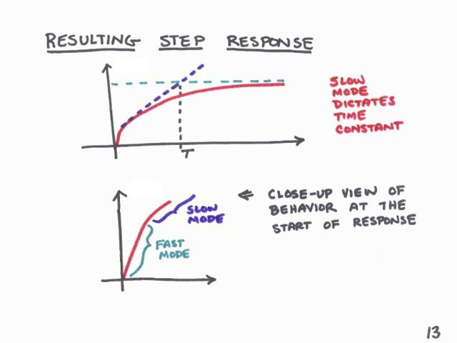Therefore, the effective slope that we need to consider is the slope associated with the slow mode, indicated here with the blue dashed line. We look at where this intersects with the final value to define our time constant. As a result, it is the slow mode that dictates the time constant. The slow mode is associated with characteristic value lambda 1, which is the characteristic value closest to the origin in the complex plane.